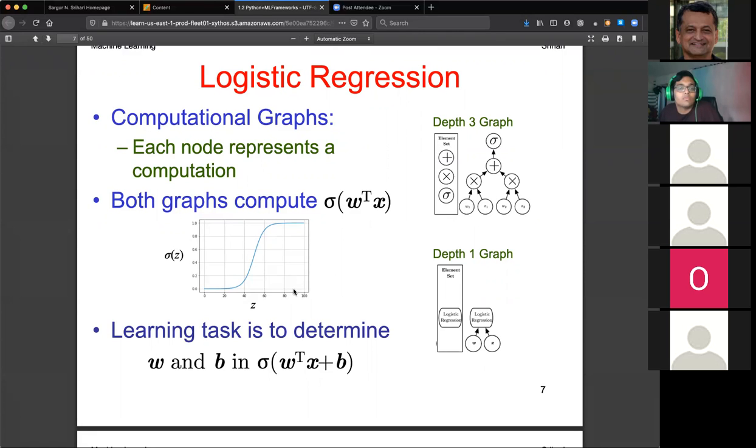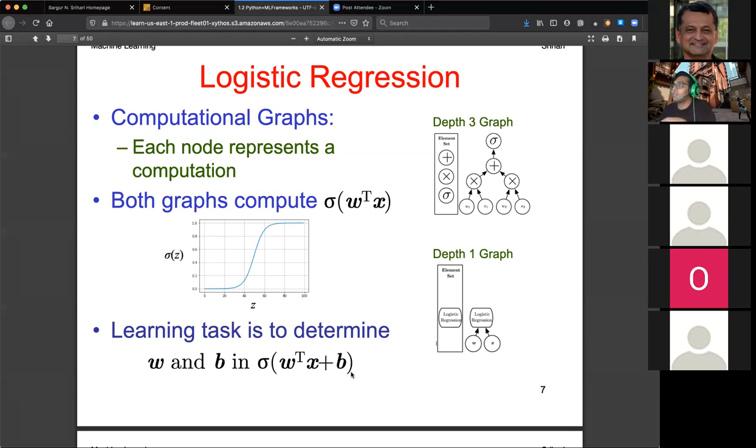And more generally, logistic regression is not just W transpose X, but W transpose X plus a bias B, which controls where you are in this. Okay, so we refer to W and B as the parameters of this network. And W is a vector. It's a whole bunch of values. And B is going to be a scalar value. We're going to add it to W transpose X. So these are called the parameters of the network, W and B.